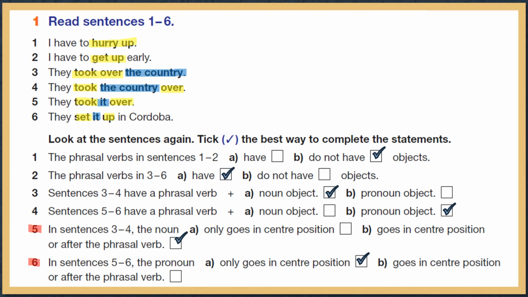Now let's move to the next page, the next period, and answer the questions related to phrasal verbs. Don't forget, when the object is a noun, we can use it in the center and we can use it after the phrasal verb. But if we deal with a pronoun object, it only comes in the center position, between the verb and the preposition. We can't say took over it or set up it. We just have to say took it over, set it up, and so on.